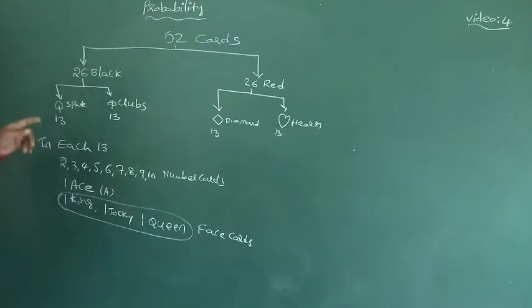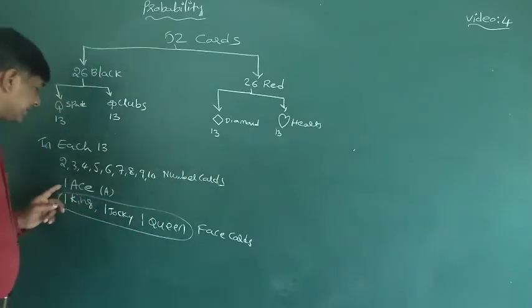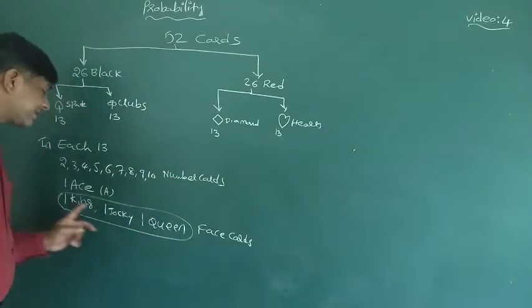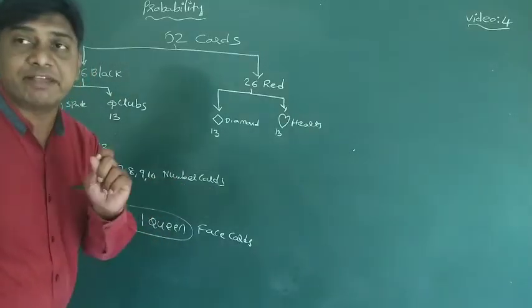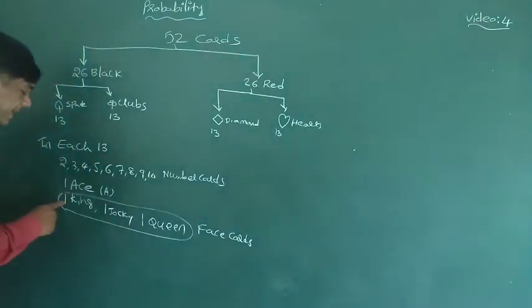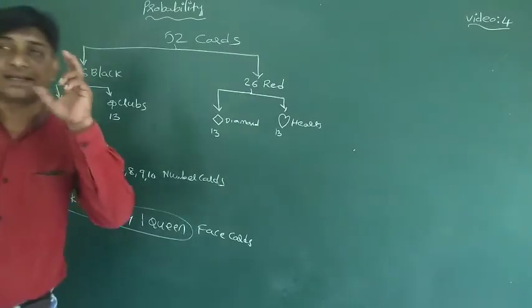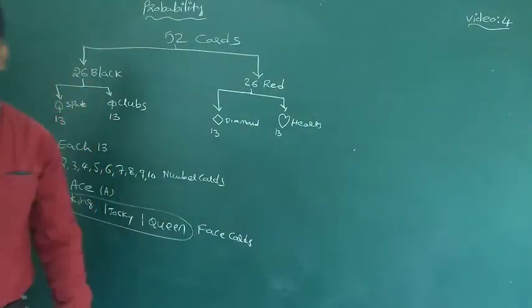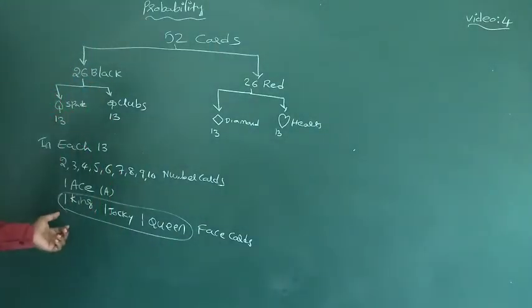Okay. How many will be? In each 13, these are the number cards. This is an ace card and these three are the face cards. Why do we call them face cards? Because on these three cards we find some figures, faces. Some pictures we will find. King's picture, queen's picture and jack's picture we will find.